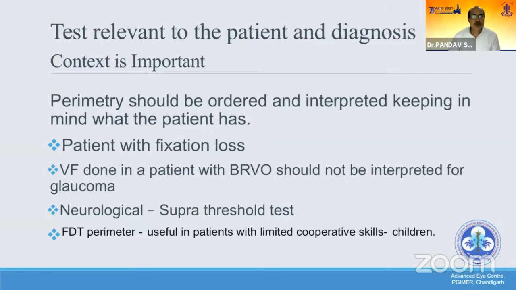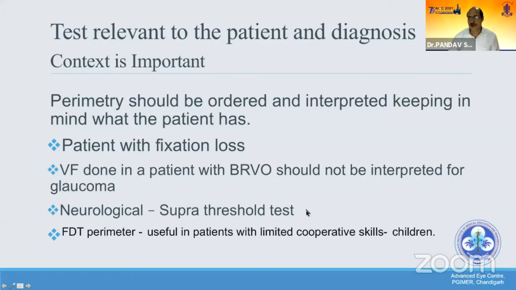Regarding the first point, the test must be relevant to the patient or diagnosis. What this means is that the context in which you are doing the visual field is important. The perimetry should be ordered and interpreted keeping in mind why the test was done and who the patient is. To give an example, if you have a patient who has a fixation loss, then you might have to devise a strategy where that has to be compensated for. And if you're testing a neurological patient, you will do a suprathreshold test, which will be most convenient and fast and would give you the same information.